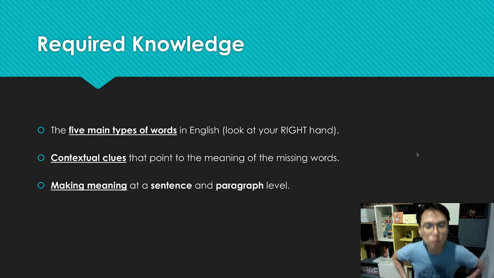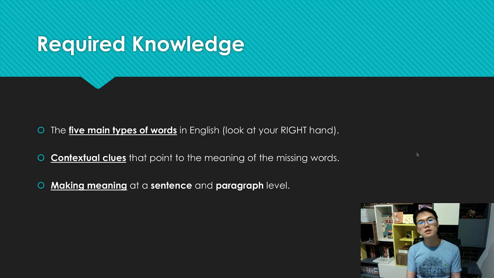Remember, they're simply clues that point to the meaning of what you're reading. In this case, they point to the meaning of the words that are missing. They help you to find what type and what meaning is missing from that blank that is there in front of you. Contextual clues are very powerful for very many things.